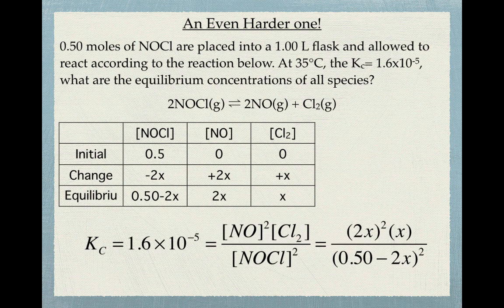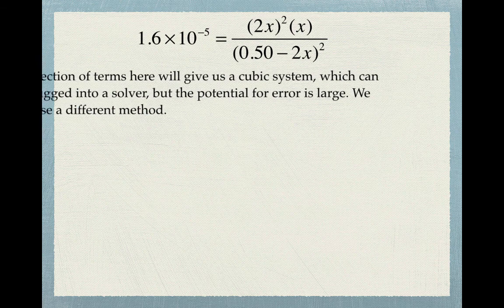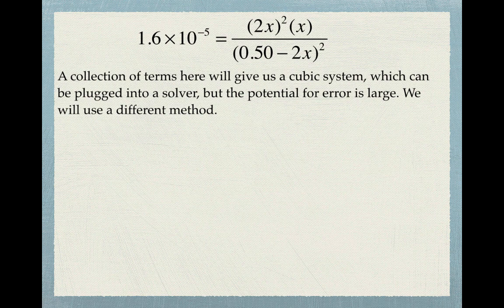So we set up our Kc expression here. We have 1.6 times 10 to the minus 5 is equal to NO squared times Cl2 over NaCl squared. So I plug in the values from the equilibrium row in my icebox. So I have 2x squared for NO, x for Cl2, and 0.5 minus 2x squared for the NaCl. So we start with this equation here. If we were to square that bottom term and collect all of our terms, up top we see that we're going to have a cubic equation result because we're going to have 4x cubed up top.